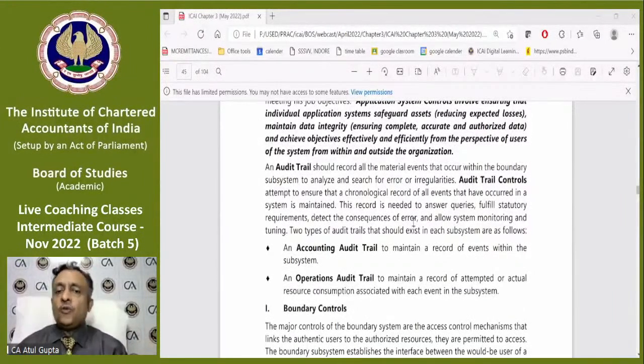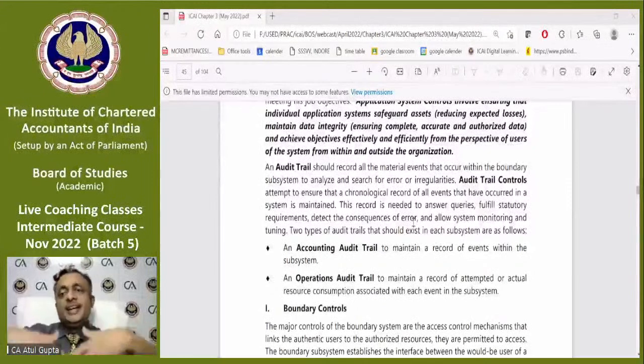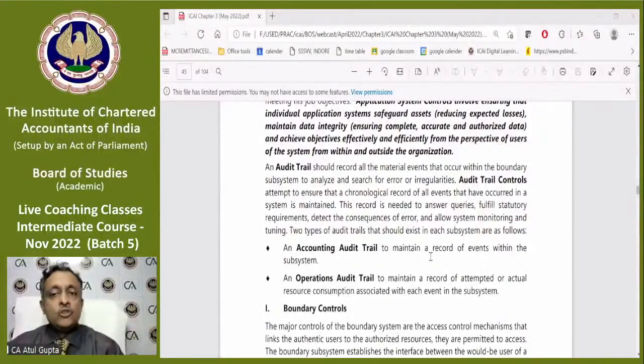Two types of audit trail should exist in a subsystem, which are as follows. First is the accounting audit trail, to maintain a record of events within the subsystem, accounting records. Second is the operations audit trail, to maintain a record of attempted or actual resource consumption associated with an event in the subsystem. So how it has been used is operation, and who is using is accounting. Now, we'll be taking them one by one in detail.